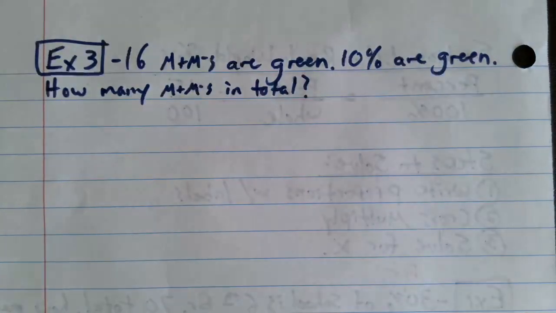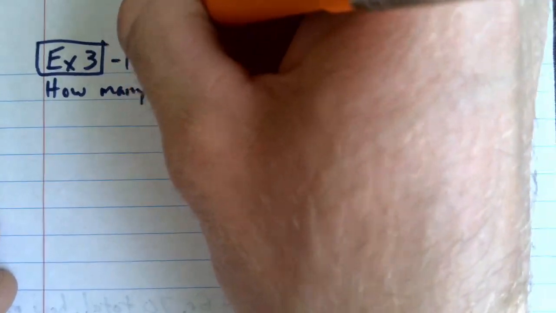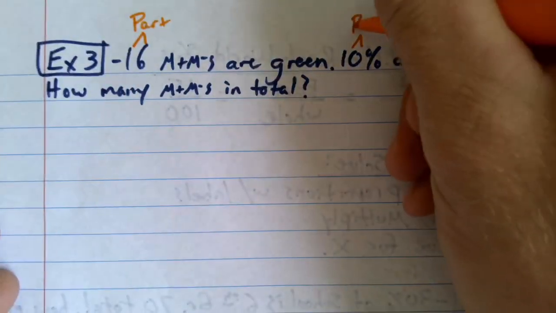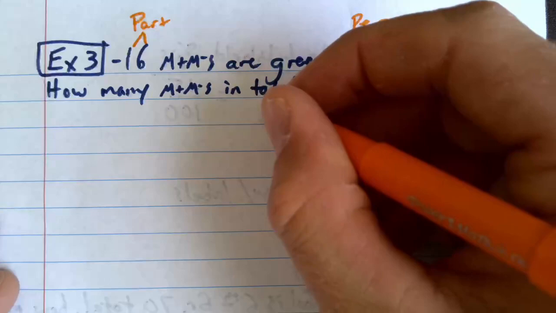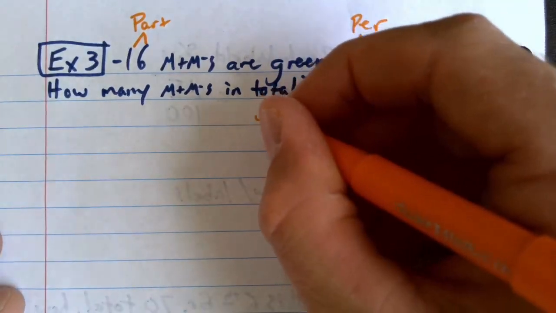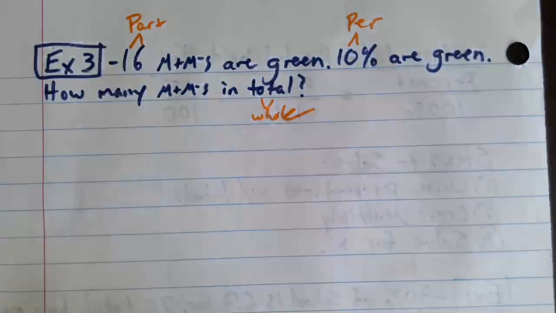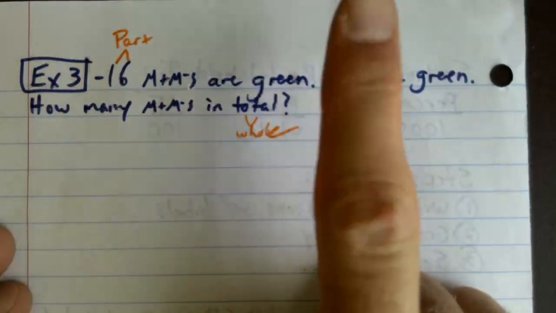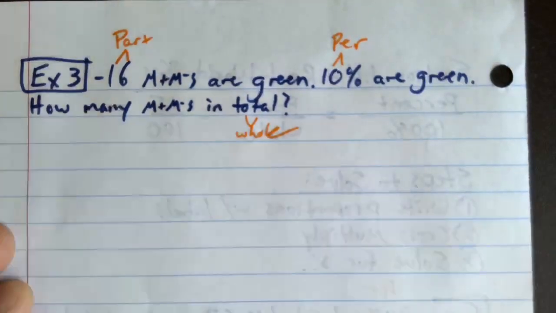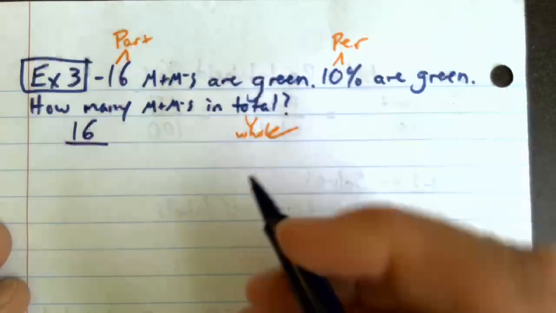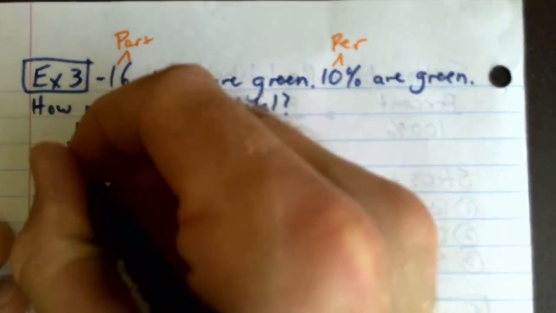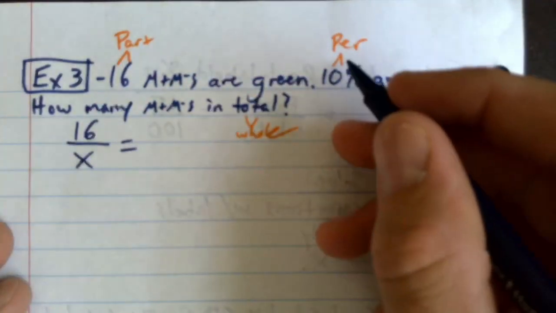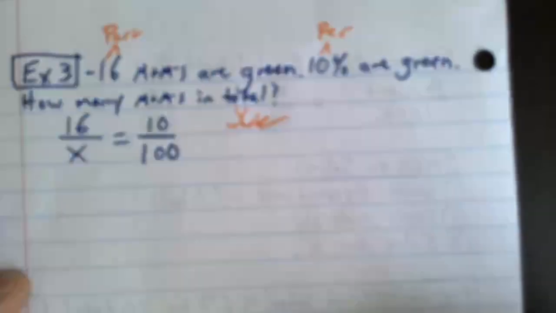So step 1 says to write your proportions and labels. So we have 16, that is the part. Here's a percent, so go ahead and write per. And the total, we know that is going to be our whole. So we have our part, percent, and whole. Go ahead and jot down your proportions. We have part 16 over, we don't know our total yet, but go ahead and put your x, equals our percent 10, and we know all percents are out of 100.